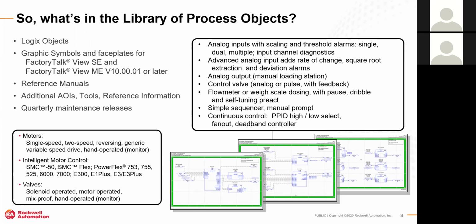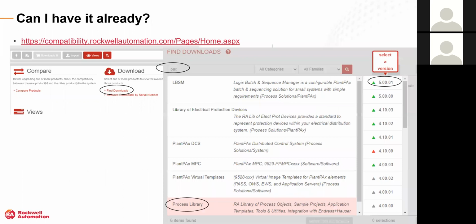And so going forward, where can I get the library? So can I have it already? There's a link here. We will be sharing these screens, but basically if you just go to ab.com and look for the Find Downloads button, it'll take you to the compatibility and downloads page where you can select Find Downloads, type in PAX, and look for the process library, and you can see we're at revision 5.0001. I took these screenshots last night, so they should be very current. This is one of the main places you can go to get these, and there's additional pieces in there for PlantPAX, but the library is one of the main things.